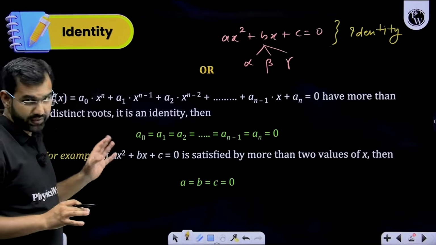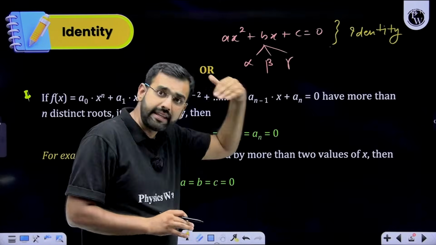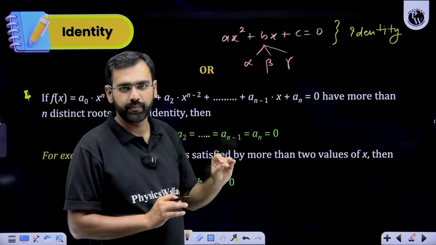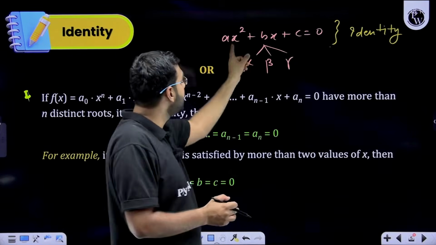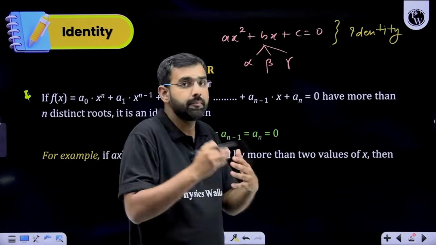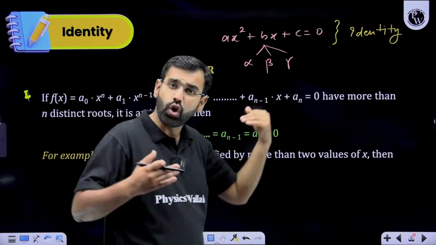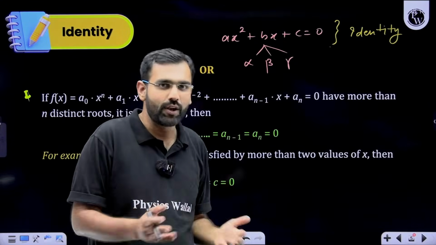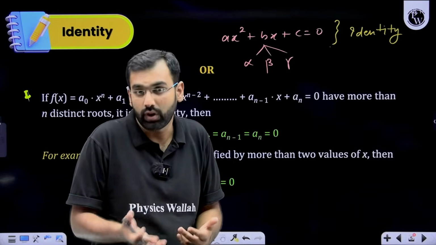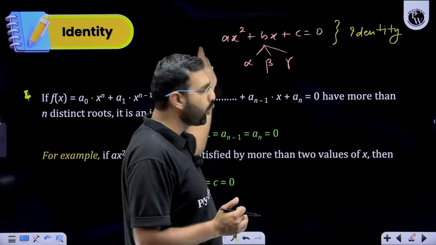And if that is true, which means what? LHS is equal to RHS. So for any value of x, this is 0. Which means x does not impact it, x does not affect it. So if this expression is always 0 for any value of x, it is independent of x. Whatever value of x I put here, this will always be 0.